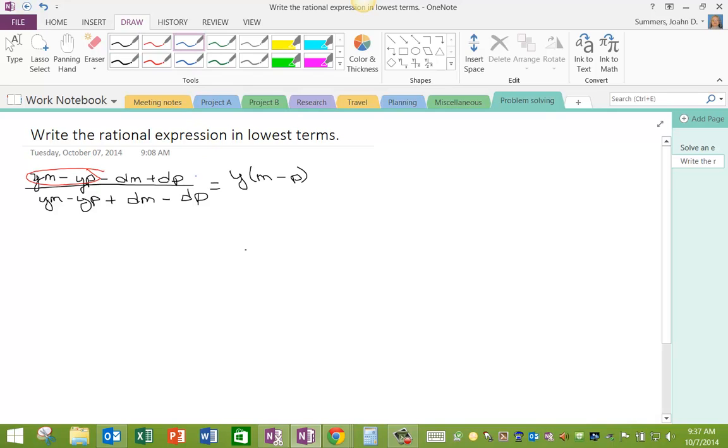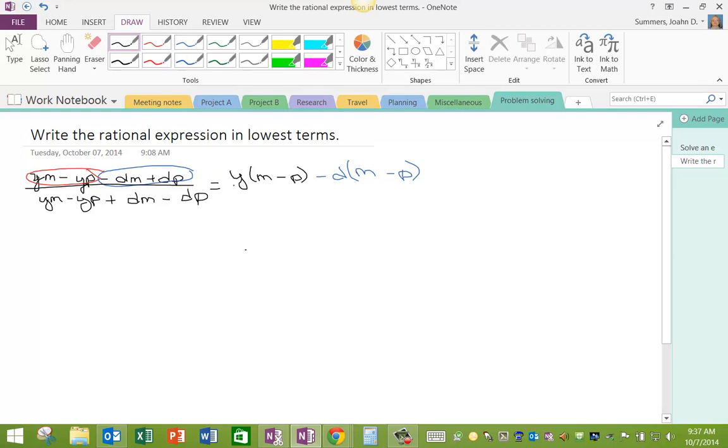So let's take the minus dm plus dp. All right, let's factor out a minus d, so that we will have an m minus p left in the parentheses. All right, so go back and double check. Negative d times m is negative dm. Negative d times negative p is a positive pd.